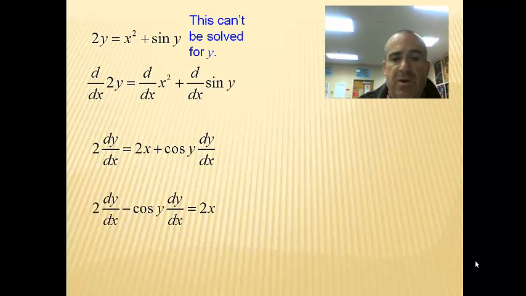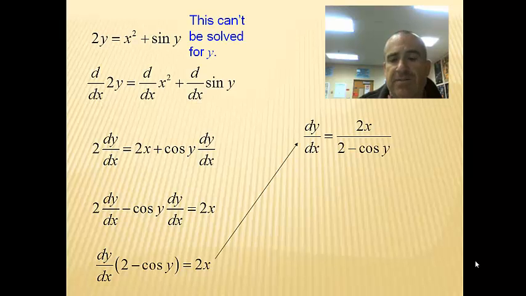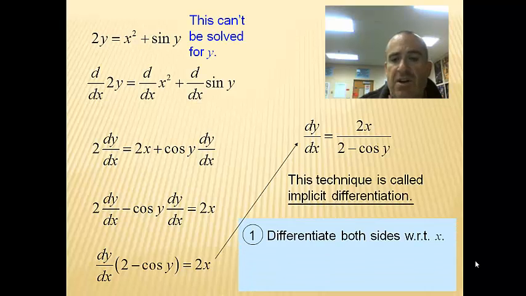Now I'm going to move the dy dx's to the same side, leave the 2x on the right hand side, factor out a dy dx, and then divide to get my final answer. And there it is. That is implicit differentiation. What you have to do is differentiate both sides with respect to x, and then solve for dy dx.